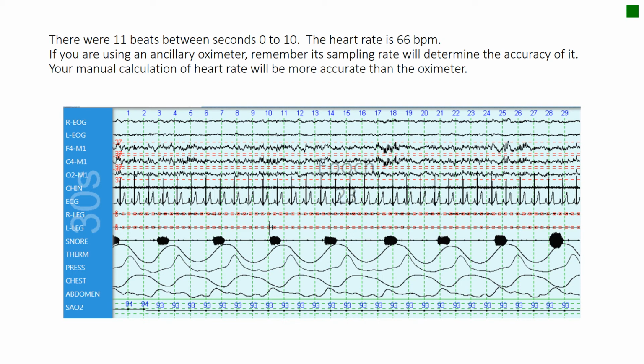If you're using an ancillary oximeter that's plugged into your polysomnogram for your SpO2, typically those will have their own heart rate on them. Remember that the heart rate on that will be less accurate than you counting the heart rate, and this has to do with the sampling rate within the oximeter. When you're visualizing the EKG and counting it manually, that will always be more accurate.